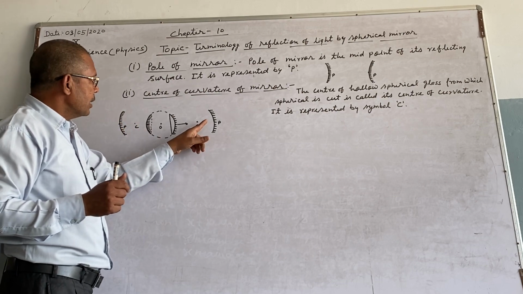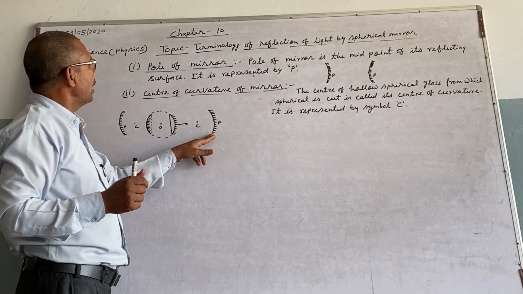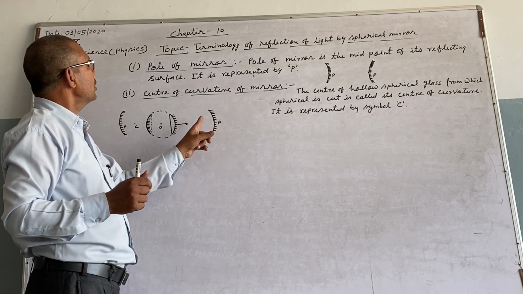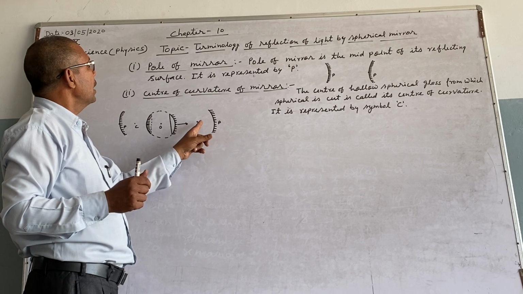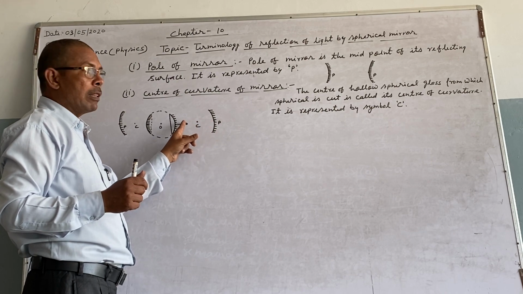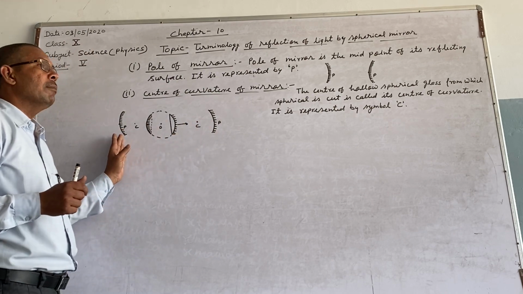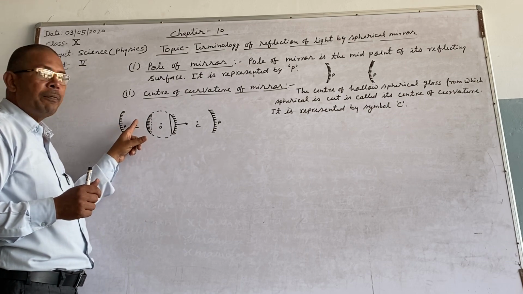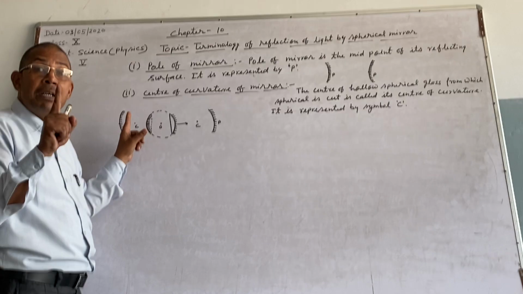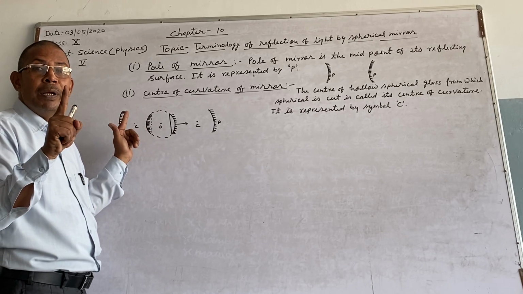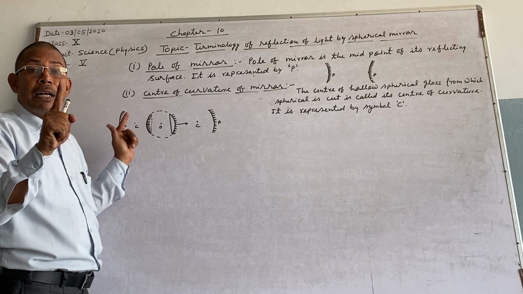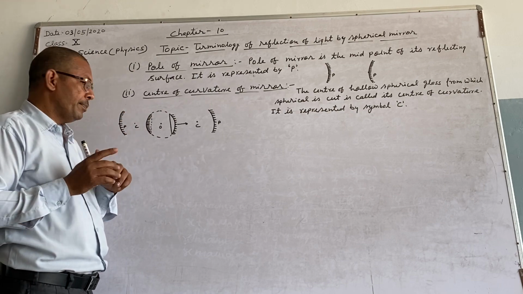You see, the center of curvature in case of concave mirror is just in front of it, that is just before its pole, that is towards its reflecting surface, whereas in case of convex mirror, the center of curvature is behind the reflecting surface. This is the important difference between concave mirror and convex mirror, right?